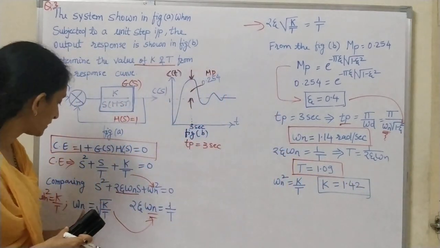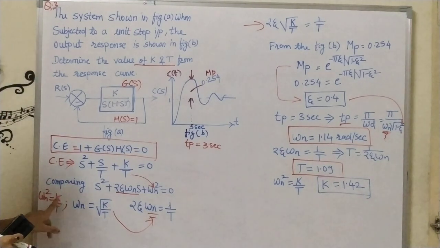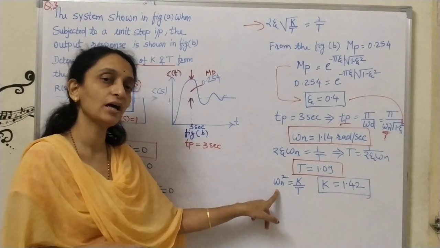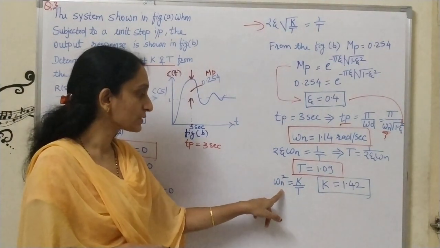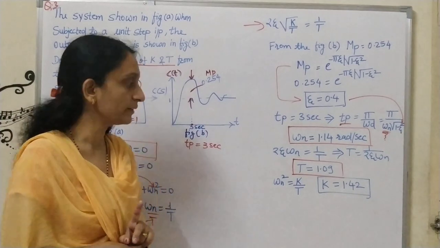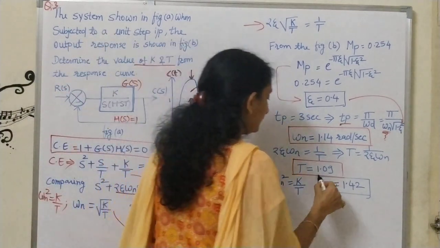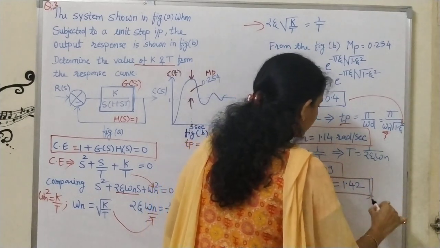What is left? Now k is left. You can check here, k is left. Omega n square is equal to k by t. We have the value for omega n and t, so we can calculate k here. Look at this, same I have written here: omega n square is equal to k by t. So k I got 1.42. So we have calculated both the terms, k and t.